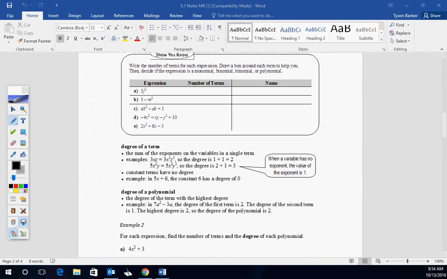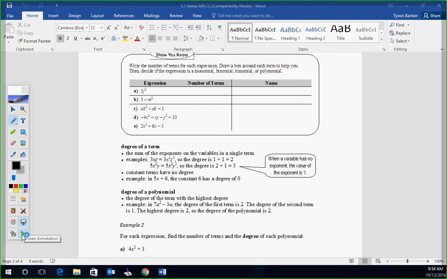Just keep going around, keep everybody involved here. Duffy, what is the number of terms for A on the show you know here? It's 1 term, so it's a monomial. Remember, I know some of you are like, wait, there's a 5 and a j, but they're still a product. They're 1 product. That's still 1 term, because 1 big product, doesn't matter. If it was 5 plus j squared, that'd be 2 terms. Is that what you're saying, Nolan?